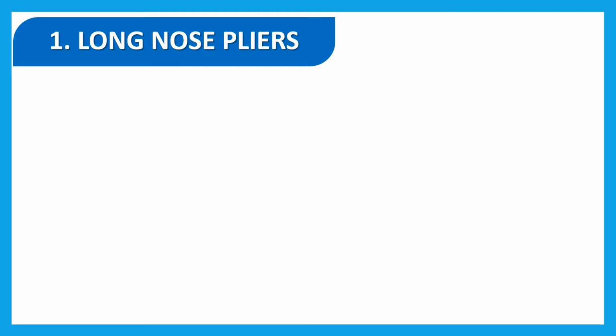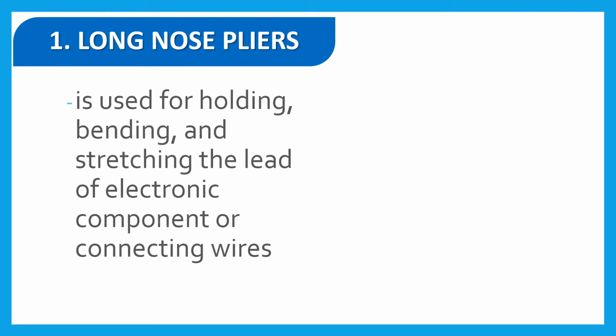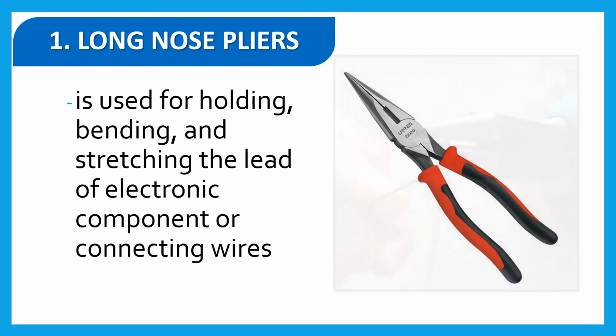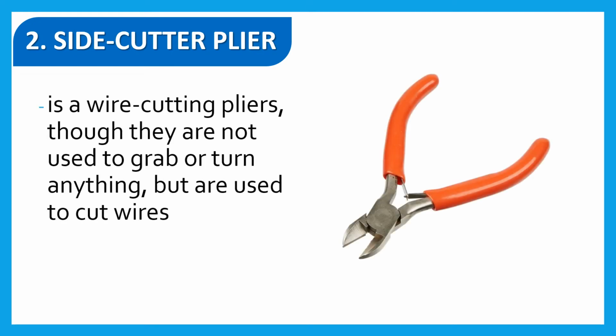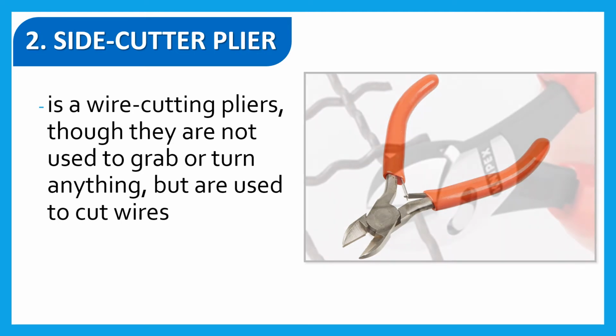Splicing tools. Example, number 1, long nose pliers. It is used for holding, bending, and stretching the lead of an electronic component or connecting wires. Number 2, side cutter plier. It is a wire cutting pliers, though they are not used to grab or turn anything, but are used to cut wires.